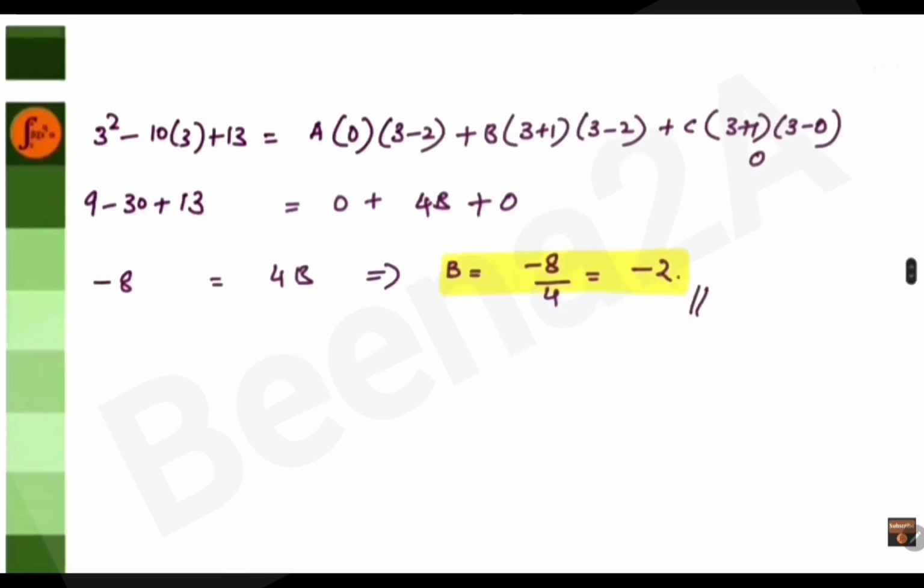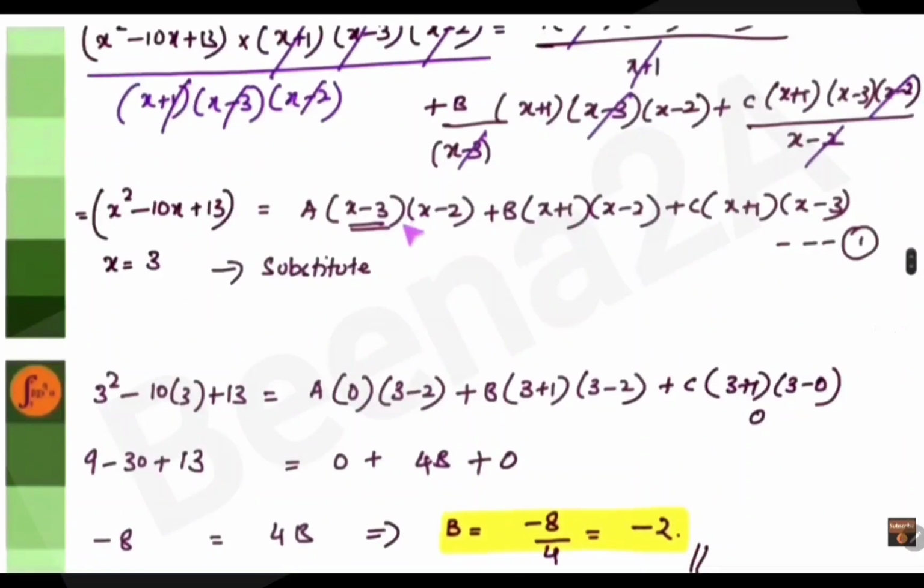Now we'll find the second one. Now we'll take the second term, which is x minus 2.